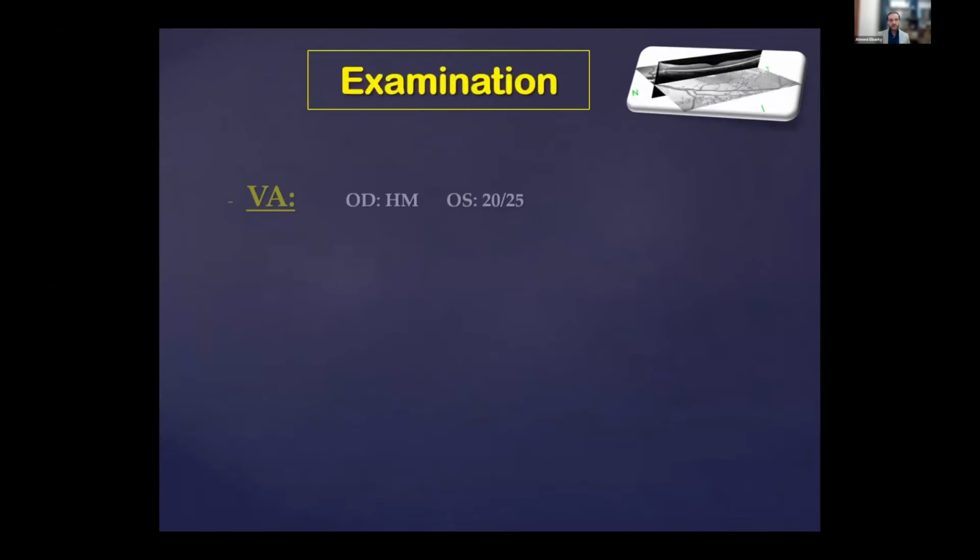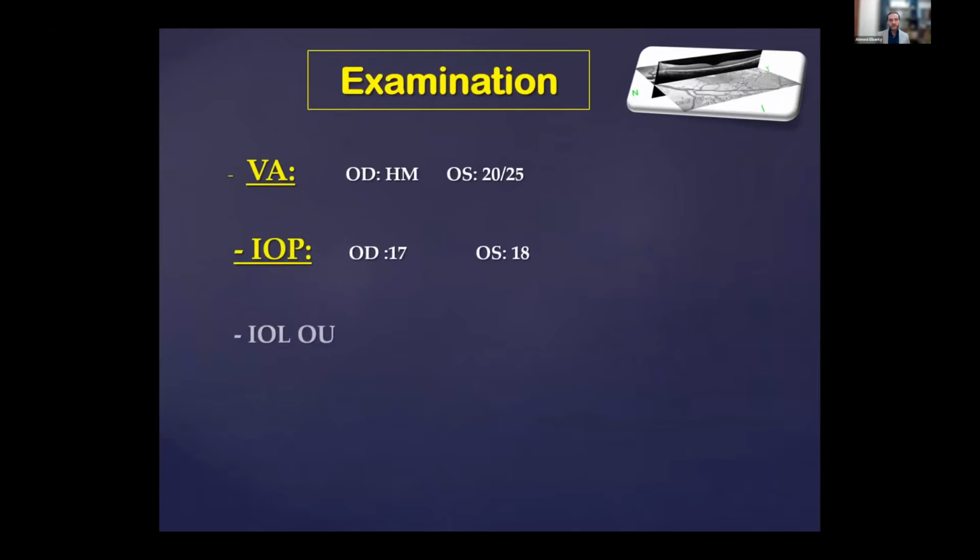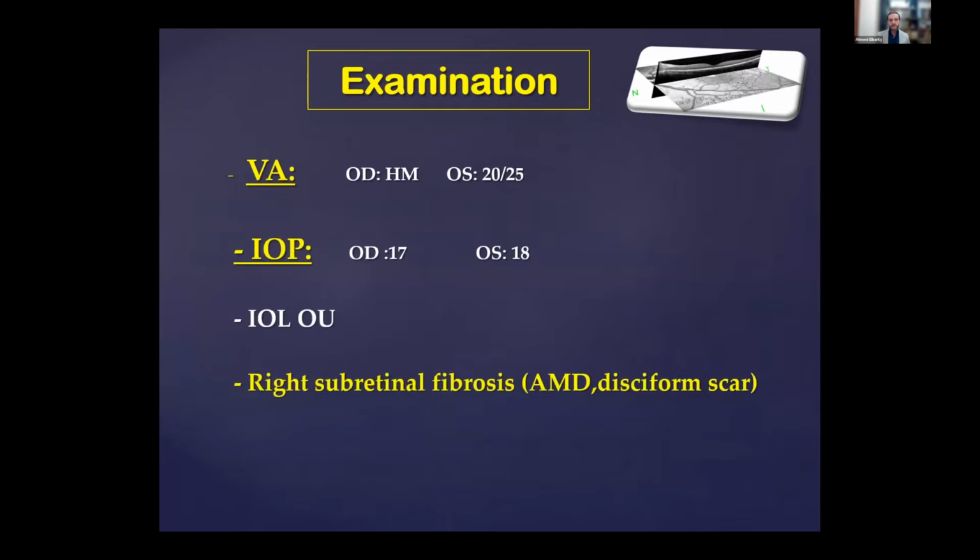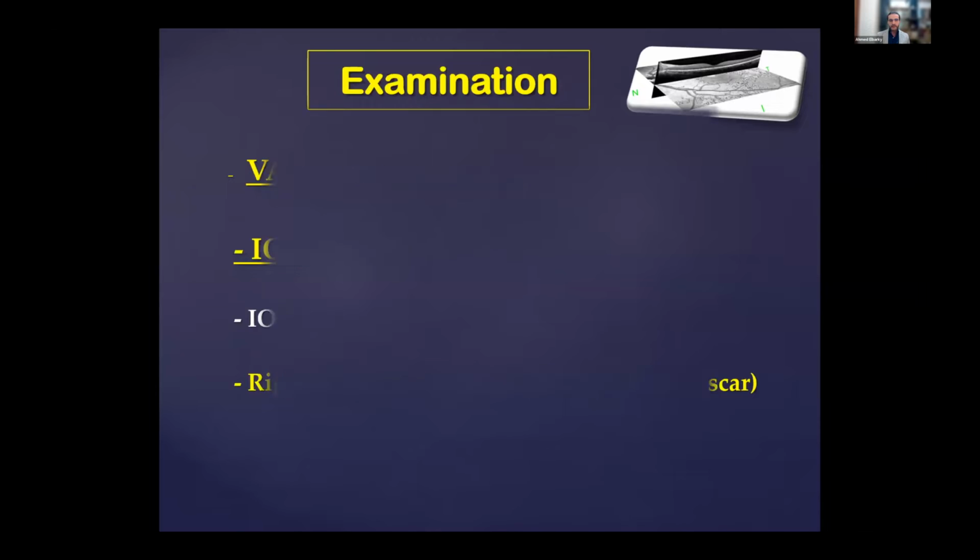So in examination, the visual acuity in the right eye was hand motion, and the left eye was quite good, 20/25. Intraocular pressure was normal, IOL in both eyes, and he has dense subretinal fibrosis secondary to the AMD, a wet AMD complication. And he was coming just for regular follow-up to check his diabetes and his retina.